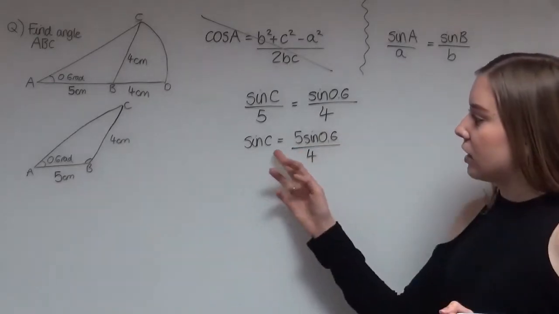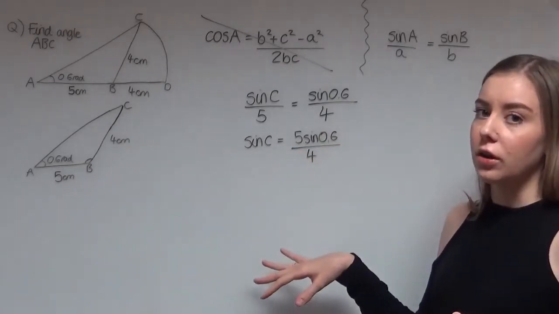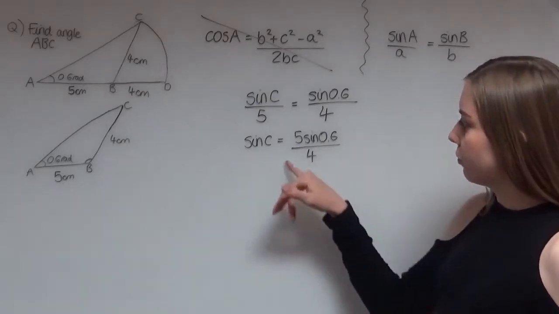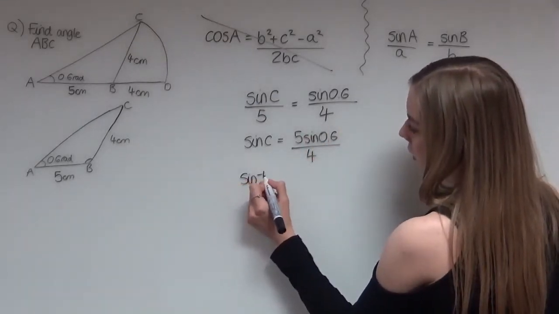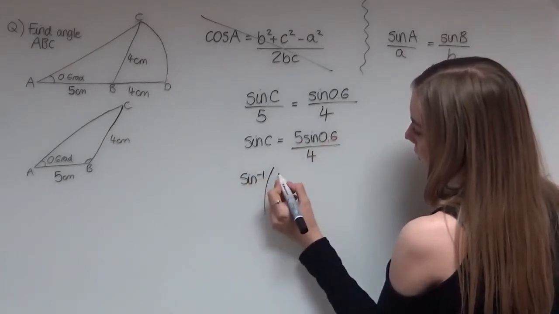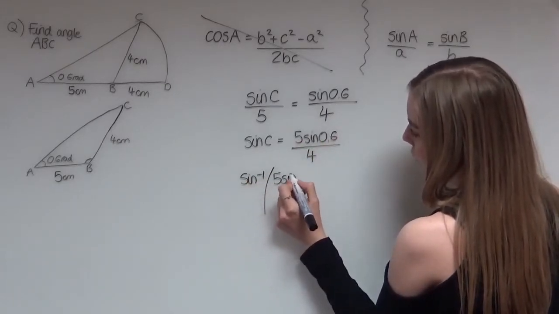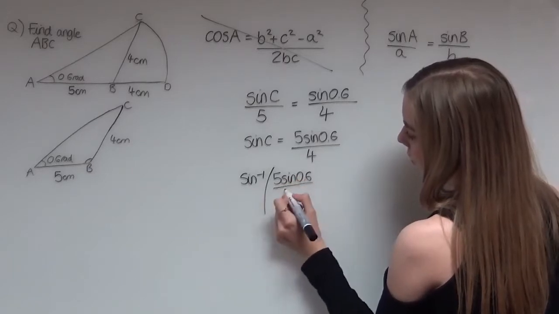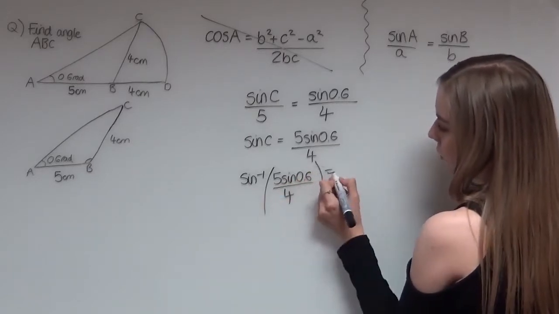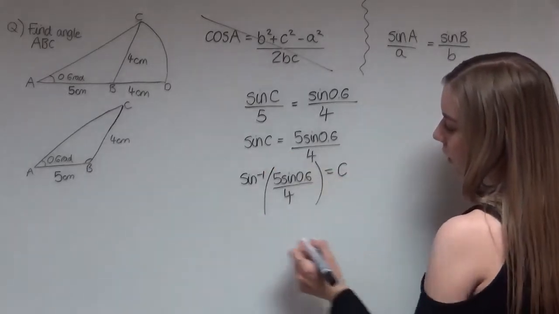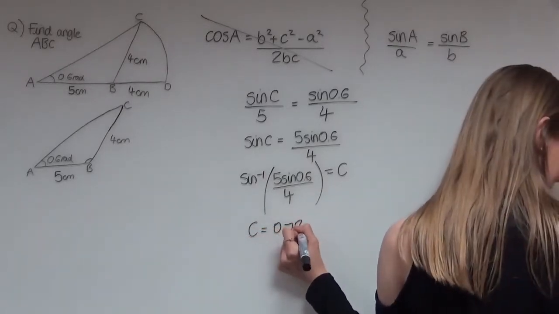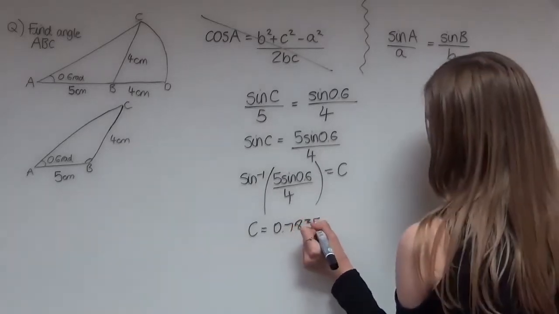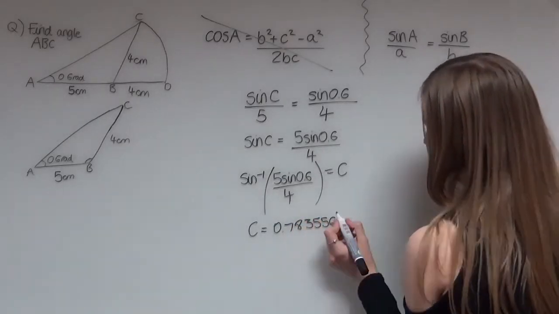And then when you have sine of an angle, to get that angle on its own, you have to do inverse sine of this fraction right here. So sine minus 1 of all of this fraction here, 5 sine 0.6 divided by 4, is equal to your angle C. And that gives us an answer of 0.783556 radians.